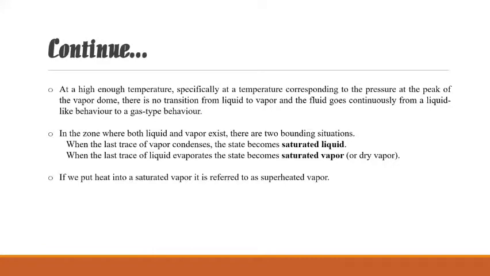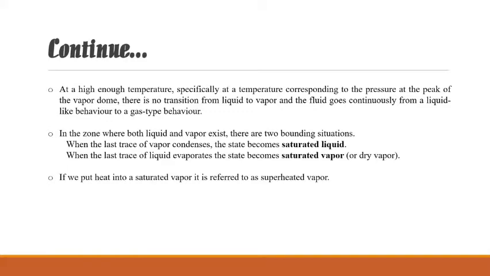At a high enough temperature, specifically at a temperature corresponding to the pressure at the peak of the vapor dome, as I mentioned earlier, at the point where there is a critical point, there is no transition from liquid to vapor, and fluid goes continuously from liquid-like behavior to a gas-type behavior. So in this zone, where, as I said, from the dome, there are two phases that exist, which is liquid and vapor.